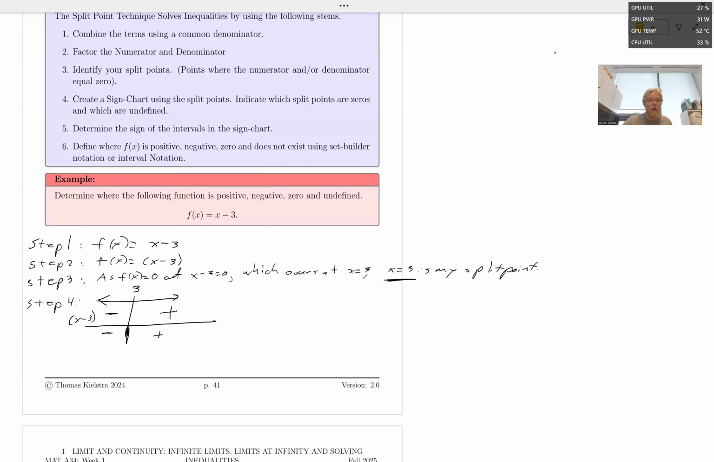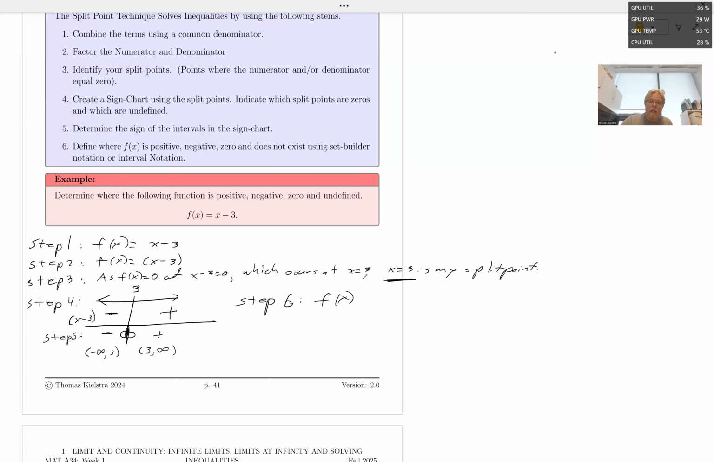Okay. Now from here, I've got the interval minus infinity to 3, and I've got the interval from 3 to infinity. And I'm just going to put in here that this is 0. I'm going to put a little circle there to tell me, hey, I'm 0. Okay, so that is step 5, creating those signs. Now, step 6.